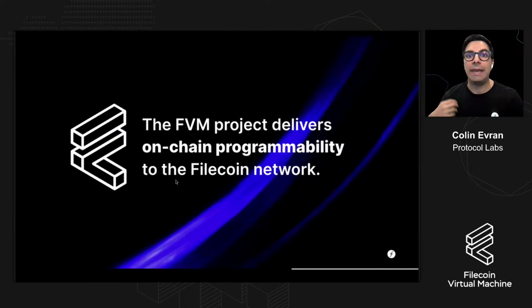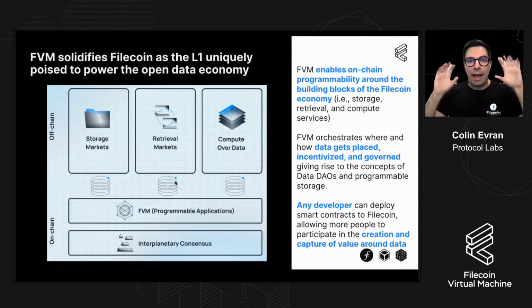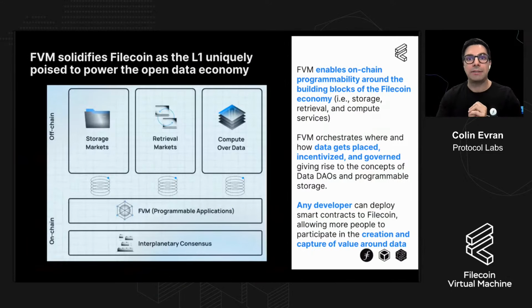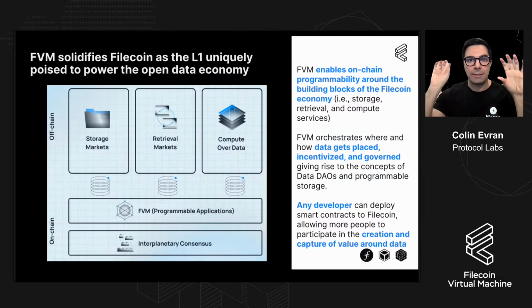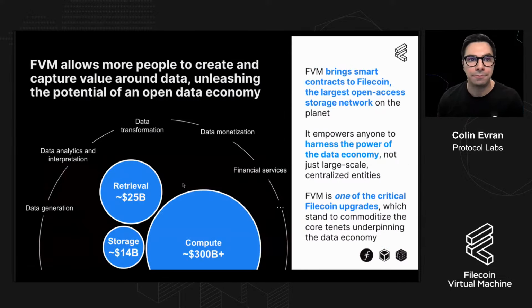And FVM really kicks off step 3 by bringing on-chain programmability to the Filecoin network. I'll review a slide that we covered earlier where you have the fundamental building blocks that are super unique to Filecoin up top. Storage markets, retrieval markets, and compute over data, all of which is on-chain. Now, FVM is this underlying operating system on-chain that orchestrates how data gets placed, incentivized, and governed within the ecosystem. That gives rise to concepts like data DAOs and programmable storage, and most importantly, any developer can deploy smart contracts to Filecoin, allowing more people to participate in the creation and capture of value around data.